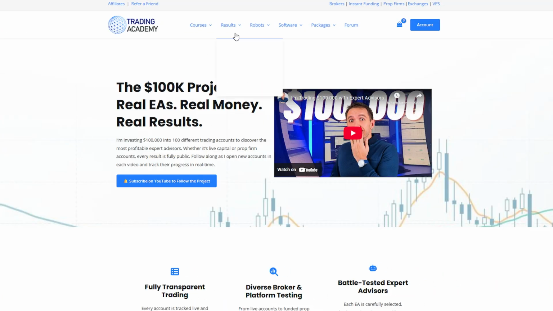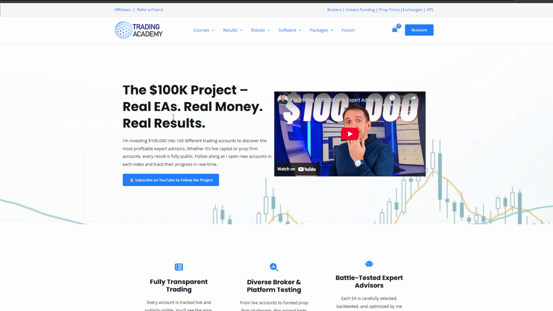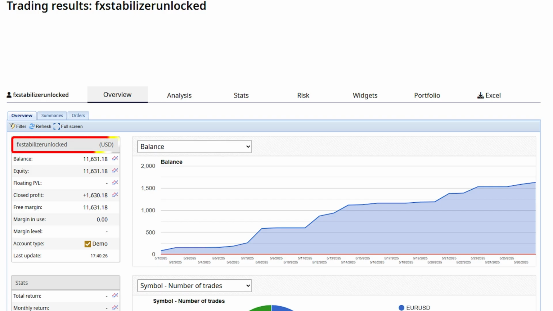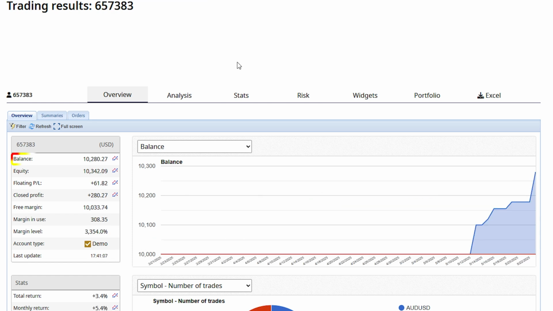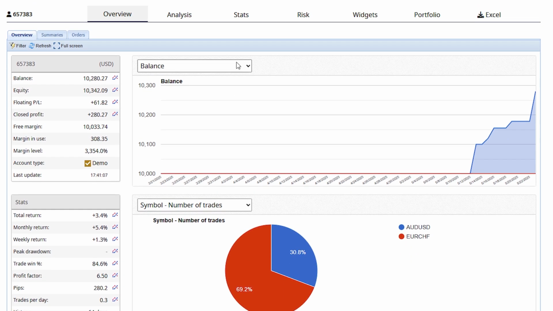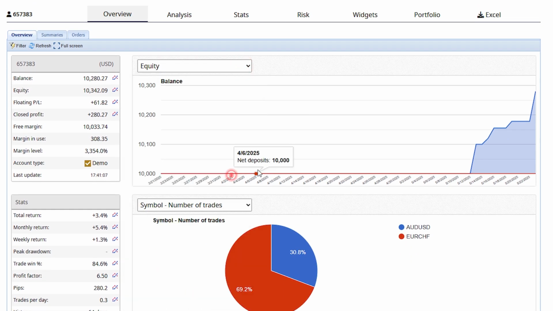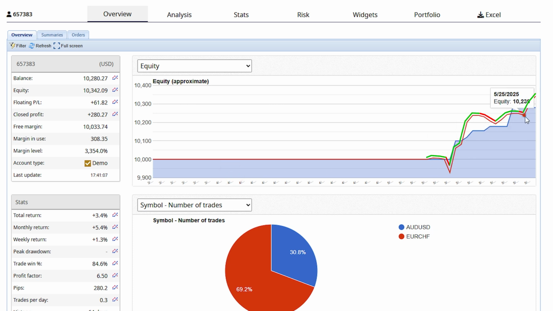And as part of my 100K project, I will keep diversifying my portfolio. I'll start the FX Stabilizer on another $1,000 live account with Eightcap. I'll start the Happy Forex on iFunds account, and this Expert Advisor I have traded in the past, but now I think I found a better input, so I want to test those.